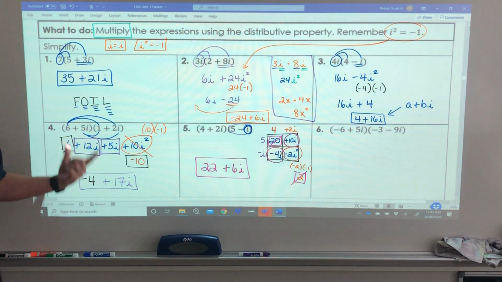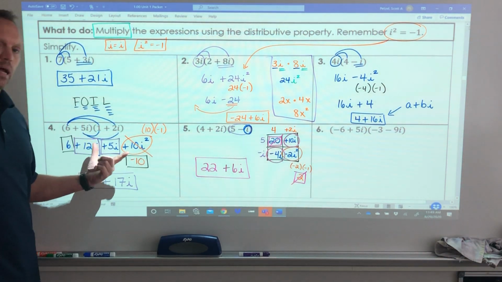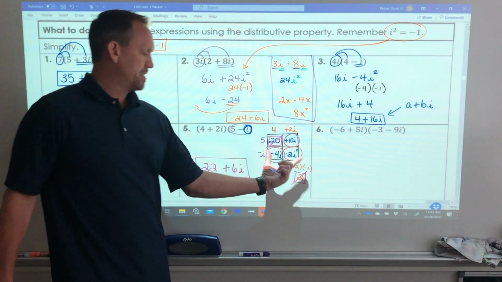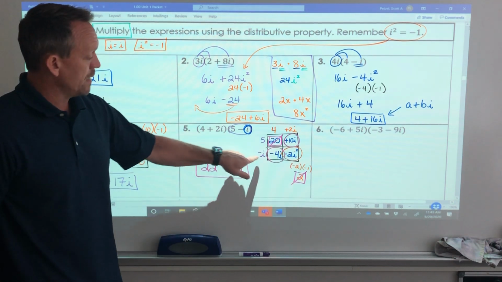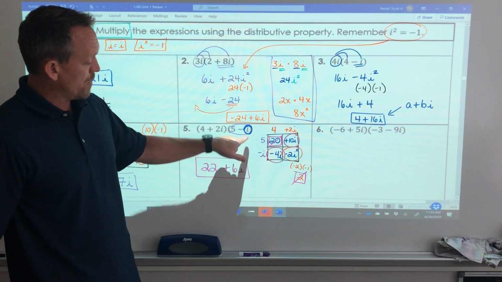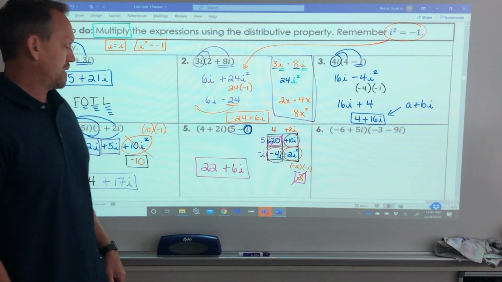FOIL method, Punnett square. I use this because this is what I grew up doing. This doesn't bother me in the least. This makes a lot of sense. The only thing is I have to be consistent: when I rewrite these, I put that negative 1 there instead of negative i. That's kind of scary to me.